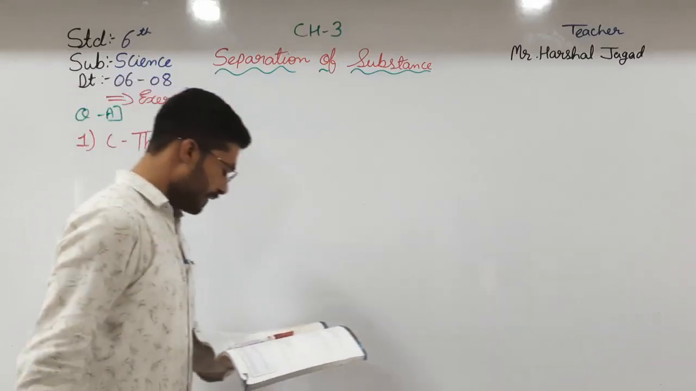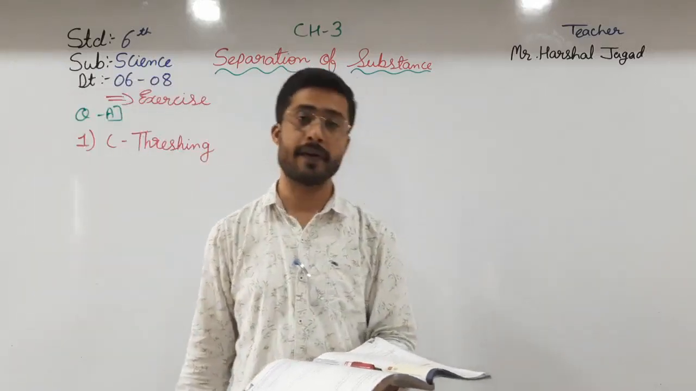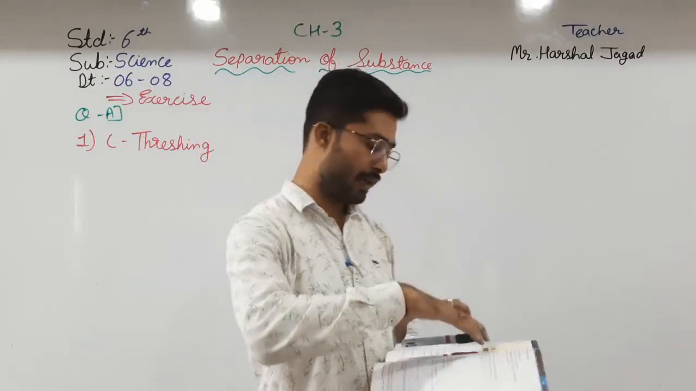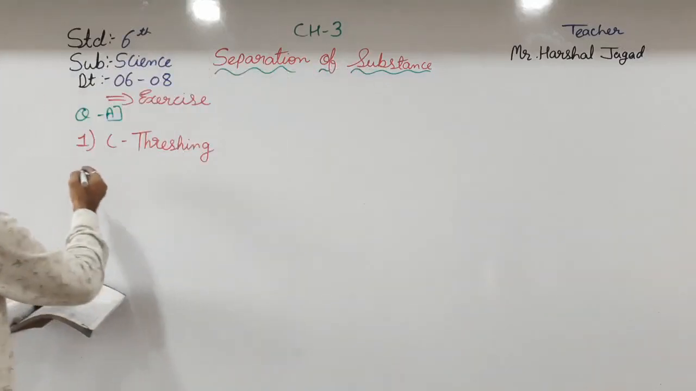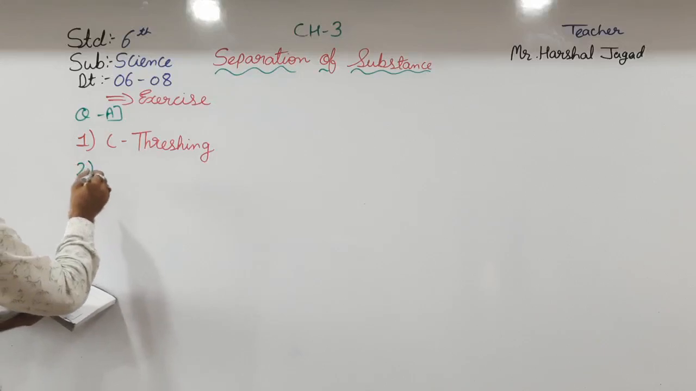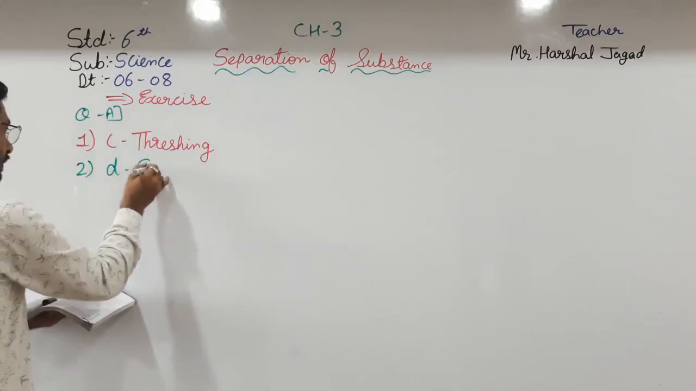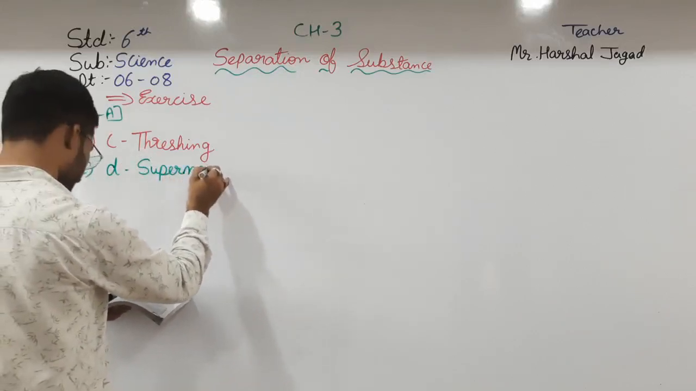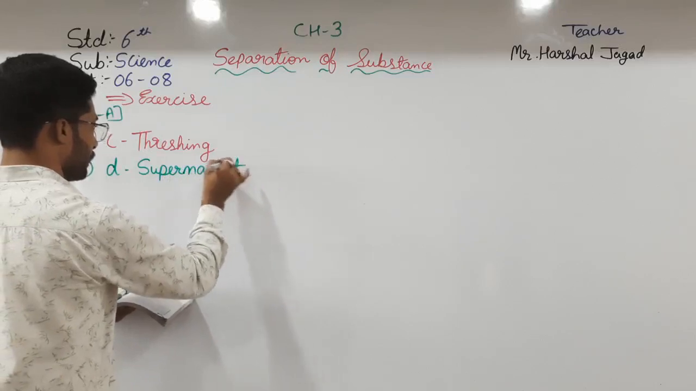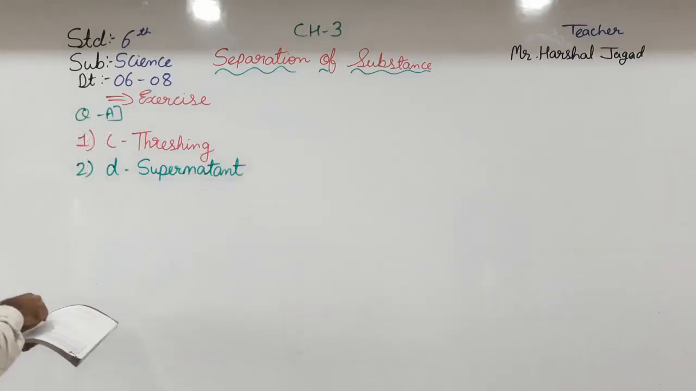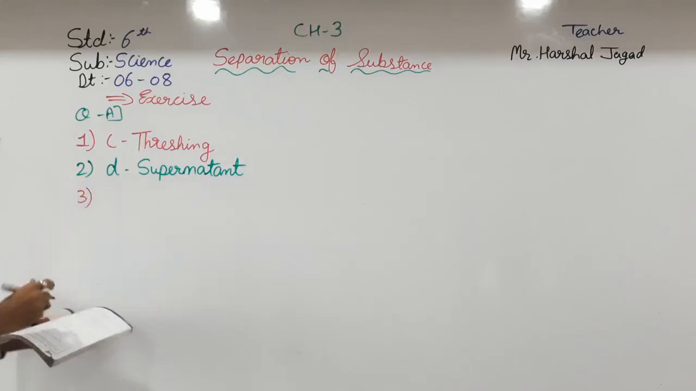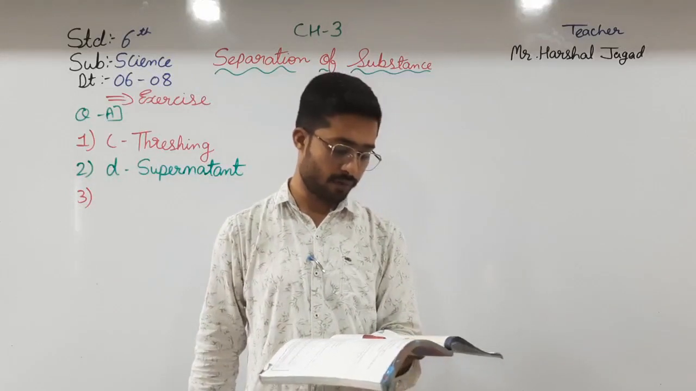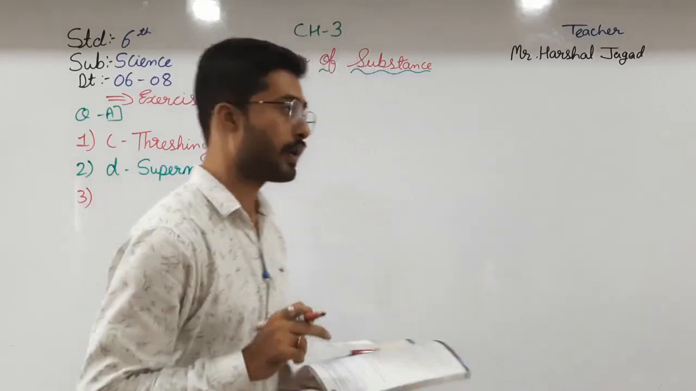Second one: the liquid above the sediments is called dash. That is decantation, sedimentation, filtration or supernatant. So here it will be D, supernatant. Then the third one: how will you separate common salt from a mixture of common salt and water? Then it is the evaporation method.